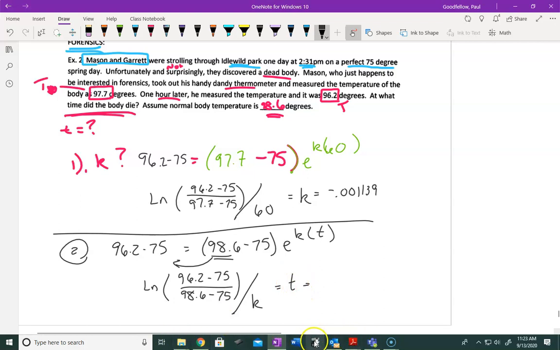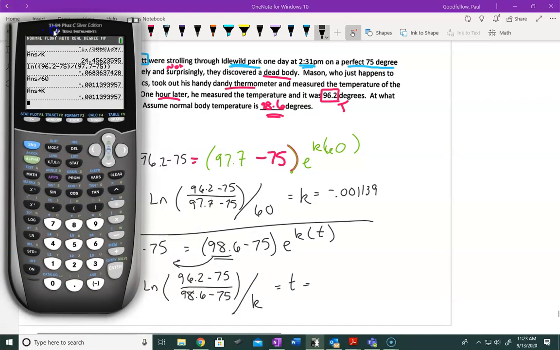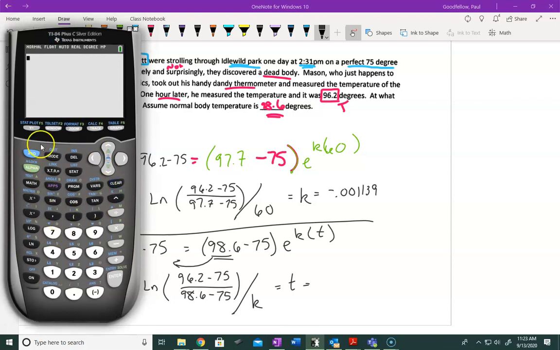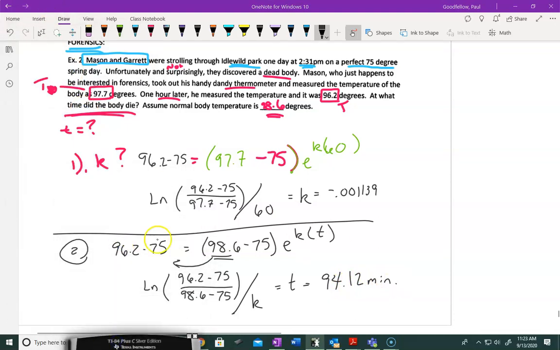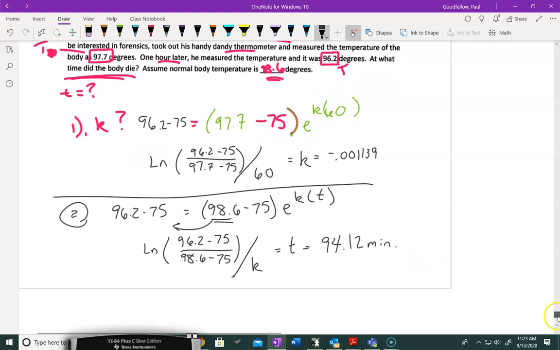Now let's see if we've absolved them from the crime. Please, please, I don't want to see these kids go to prison. ln of 96.2 minus the 75 divided by 98.6 minus the 75, close it twice, and then divide this answer by alpha k. And ultimately, we're looking at 94.12 minutes.